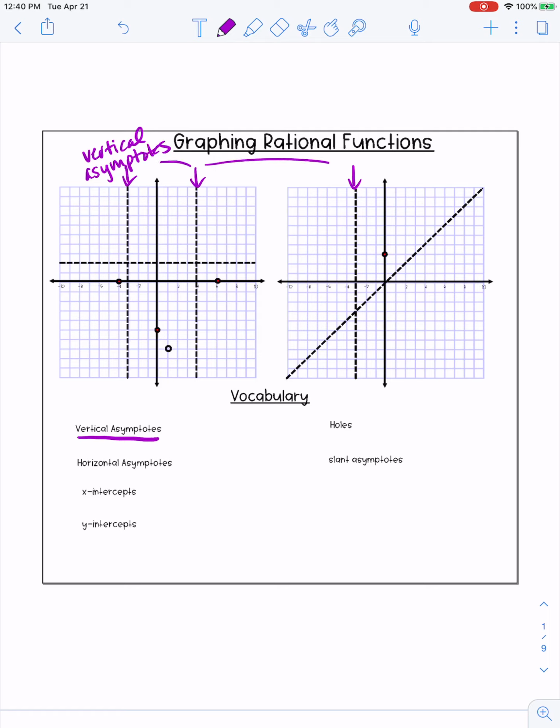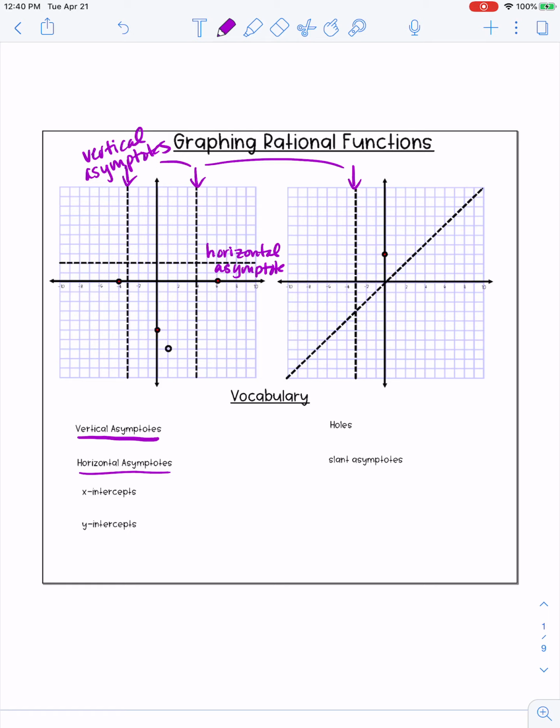We also have horizontal asymptotes, same idea. There's an undefined scenario all along that line. So this is an example here of a horizontal asymptote. Again, we use a dotted line for that scenario because the function is not defined all along that line.